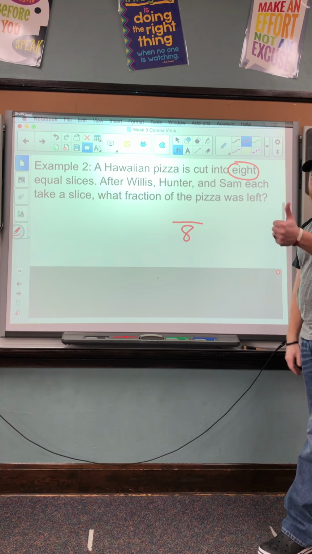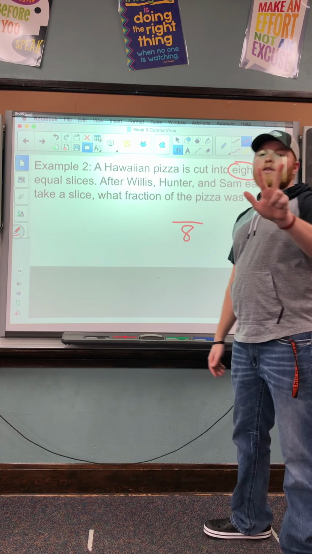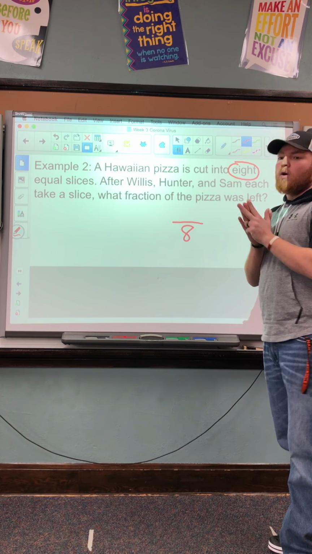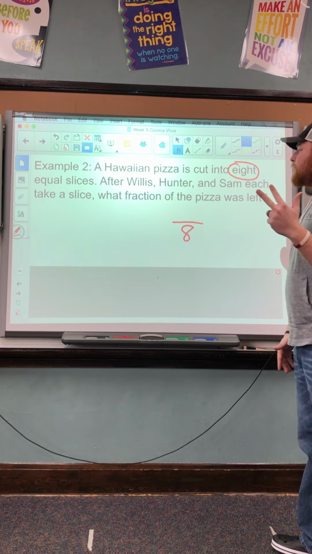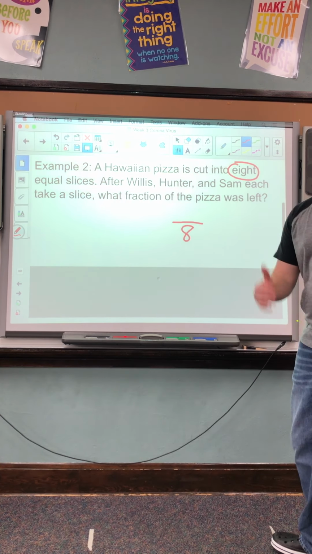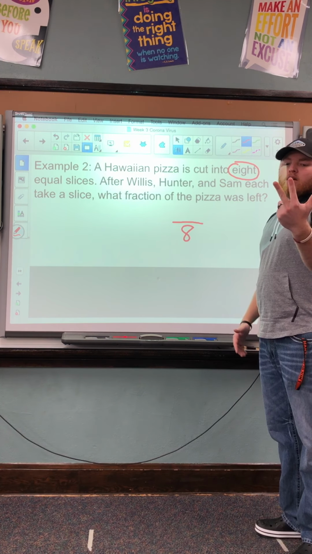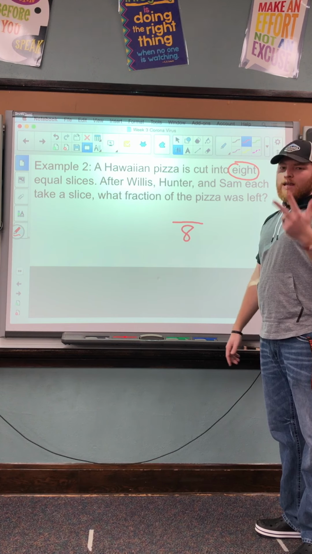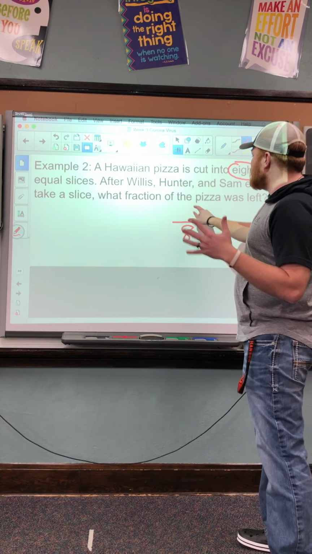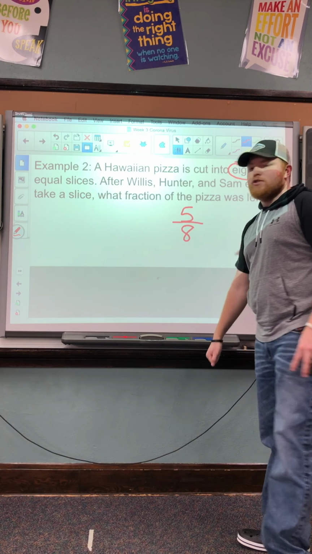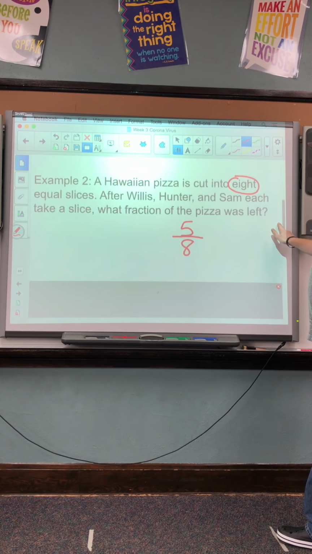After Willis, Hunter, and Sam each take a slice, so that's 3. They each ate a slice, which would equal 3. What fraction of pizza is left? Not how much was eaten, how much is left. So if there's 8 total and they ate 3, how many are left? There'll be 5 left. So then again, your fraction's 5/8. Isn't that what it was up here? Yep, look at that. Same kind of problem.